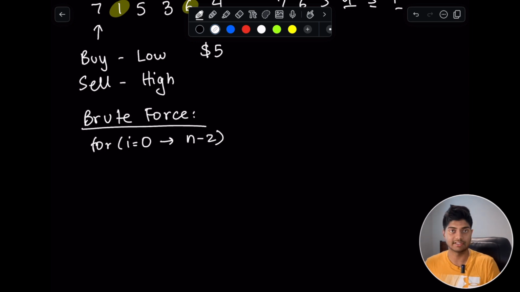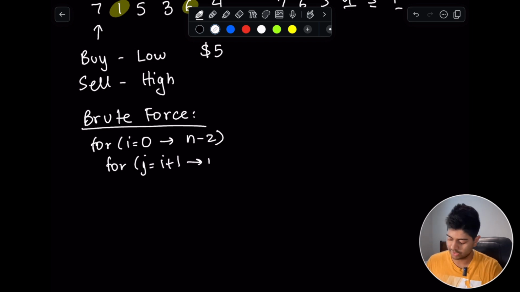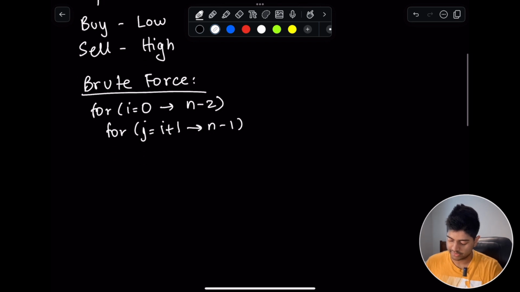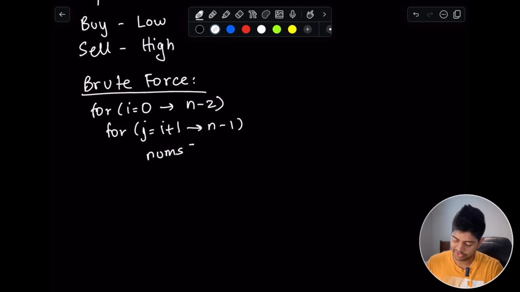So we're going to go second to last, and then for j, i plus 1. So we can't go backwards, right? I'm not going to start at 0. I'm going to start at the next day, till n minus 1. And essentially what we're going to do is check nums at j minus nums at i. Remember, i is the time when I buy, and j is when I sell.